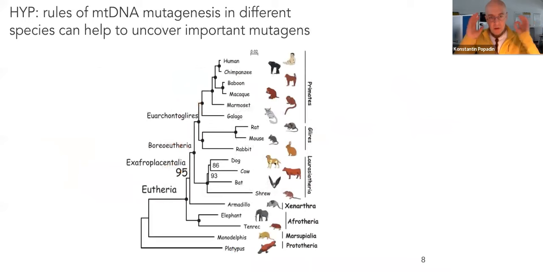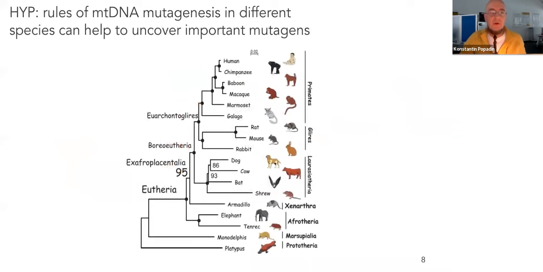Now we come to our hypothesis. We decided maybe mitochondria is a difficult object and we need to tune the rules of mutagenesis agnostically, de novo. And the best way to do it is to go to evolution. So we have many species, and for many species, we have the mitochondrial genome and life history traits, some knowledge about longevity of species, about basal metabolic rate, etc. And by correlating genetic properties, so mutations, and ecological or physiological properties, we may find some interesting results which can help us to guess the nature of mutagens. That's our hypothesis. And let me present four steps of logic in our project.